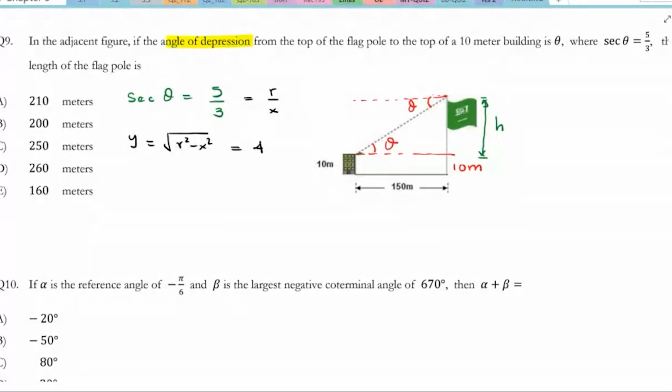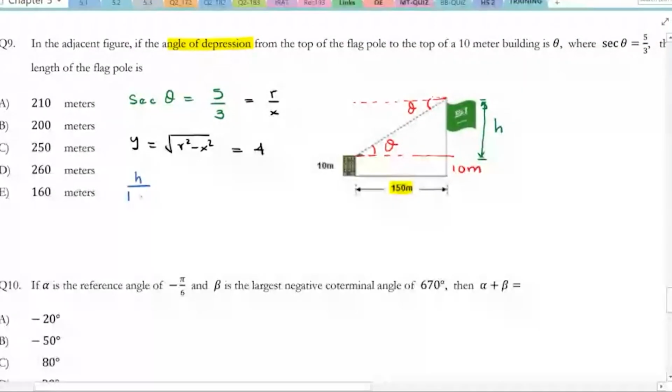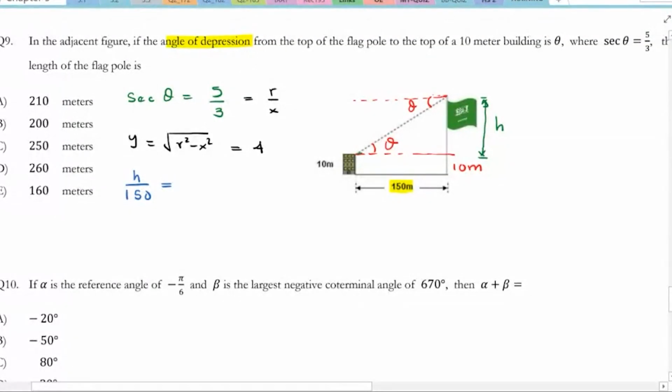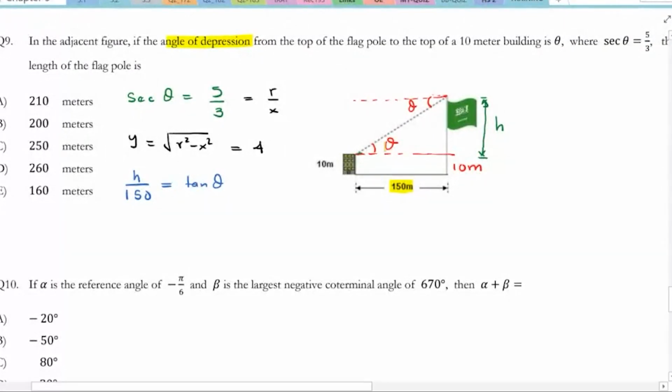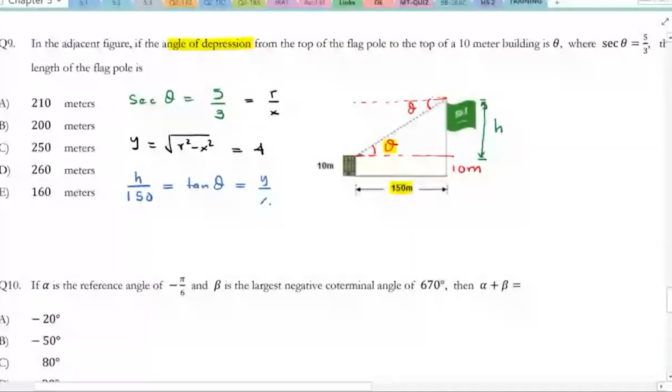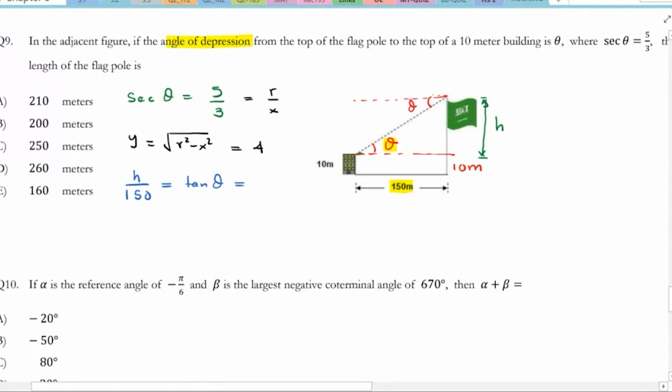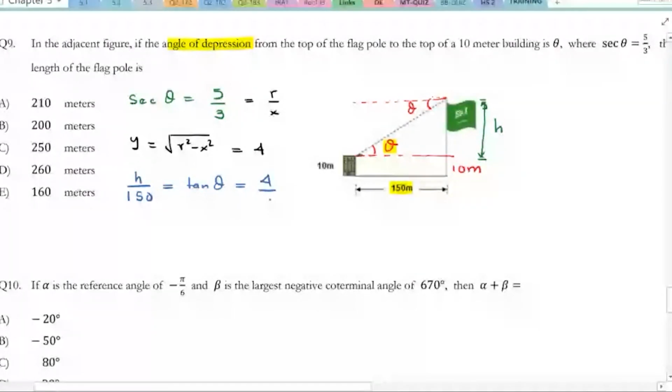So what is going to be the h now? We have opposite over the adjacent. We are given the distance between them to be 150, right? So we know that opposite over the adjacent, that means h divided by 150 is going to be equal to tangent, right? Tangent of theta. I'm talking about this angle. And tangent of theta is equal to y over x. Now, from the question, we know what is y. y is 4 and x is equal to 3.